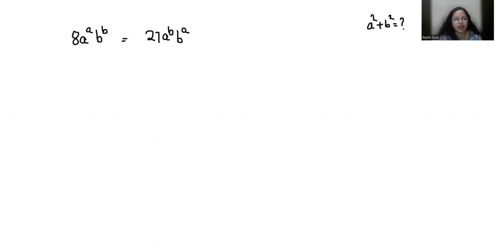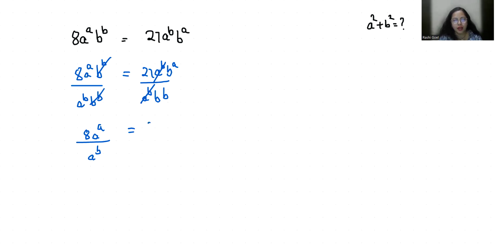So 8 a^a times b^b is equal to 27 a^b times b^a. I'm going to divide both sides by a^b times b^b, so this will cancel out. What is left? 8 a^a by a^b is equal to 27 b^a by b^b. So a^a by a^b is equal to, I can write it as, 27 by 8 times b^a by b^b.